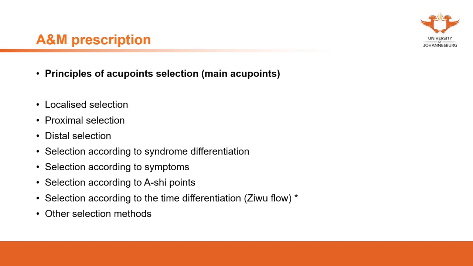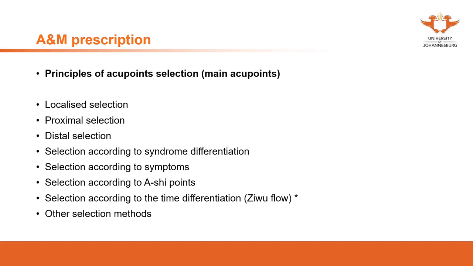We also can select the points according to the Ashi points. The Ashi points are also kinds of local points. That's where, when we palpate, the patient feels sensitive. Then we use this point. However, in our treatments, we should not use Ashi points only. You can use them as additional points to your prescriptions.